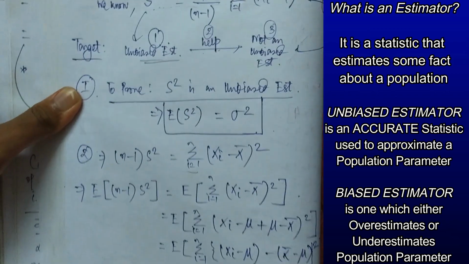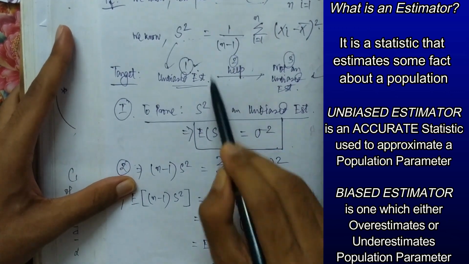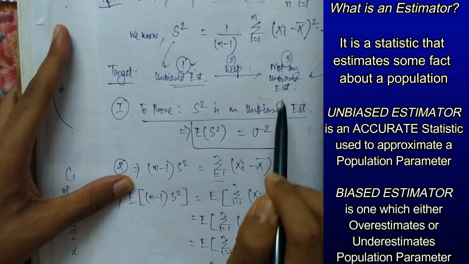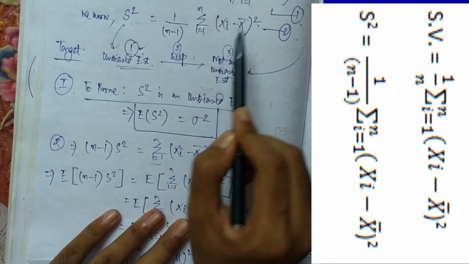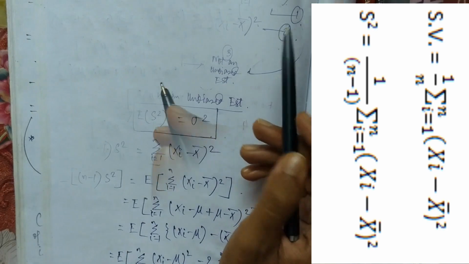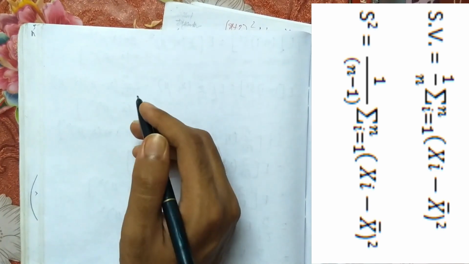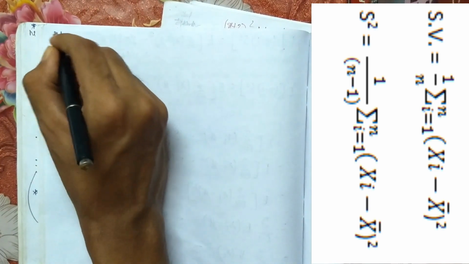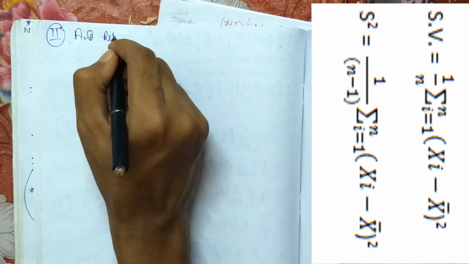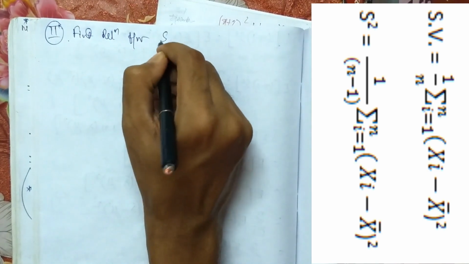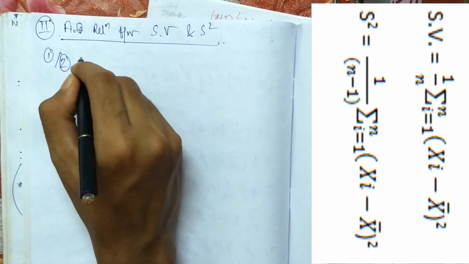Now let us get back to the target. We have already proved that S square is an unbiased estimate. Now we would take its help and show that the sample variance is not an unbiased estimate. We already had in here the formulas for the sample variance and S square. So we would just divide 1 by 2. Fine, target 2. The second target is to find the relation between sample variance and S square.